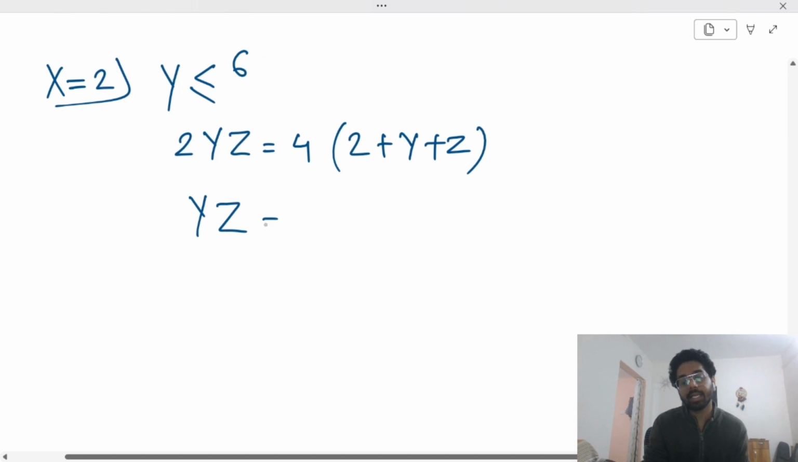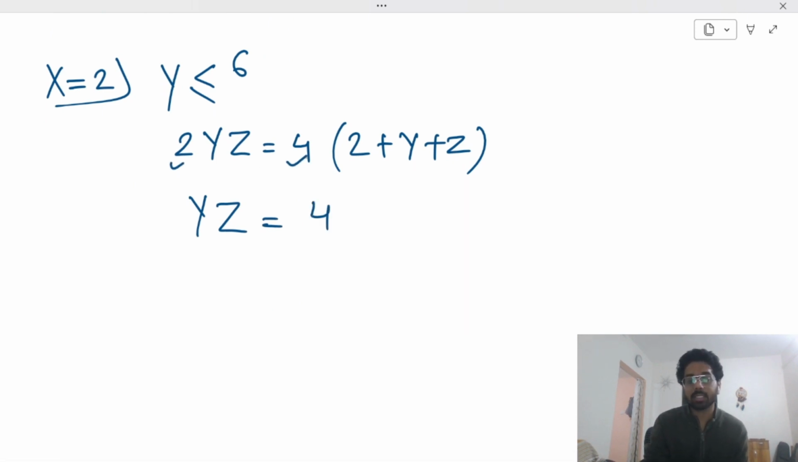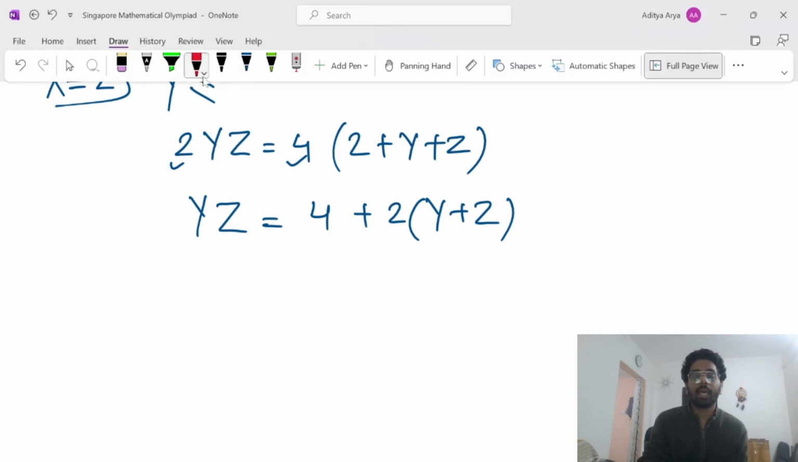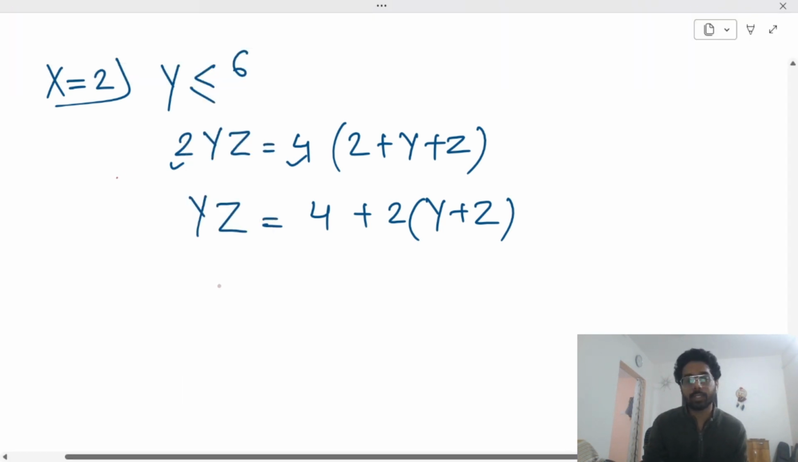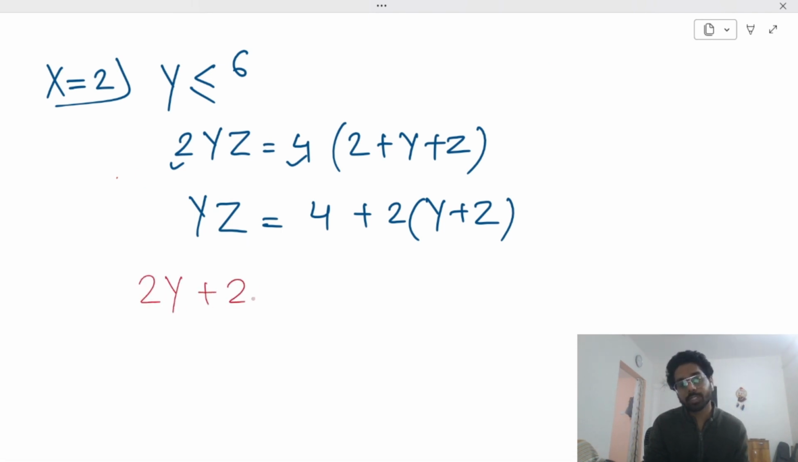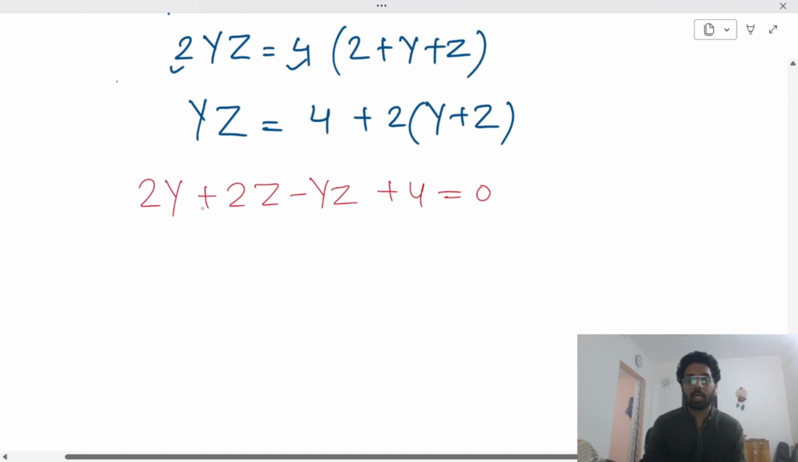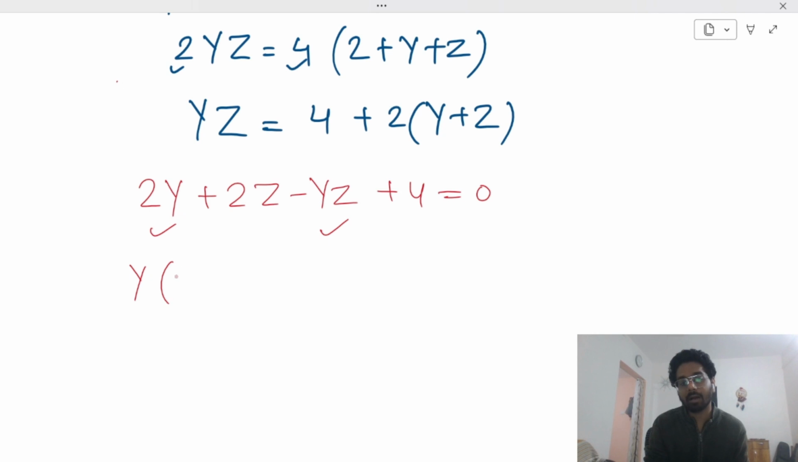You will have yz is equal to 2 into 2 is 4, because 2 and 4 will cancel out as 2, 2 into 2 is 4, plus 2 times y plus z. We will have exactly the same technique. And after going through this, if I write down everything on one side, 2y plus 2z minus yz plus 4 is equal to 0. If I take y common from here, I will be having 2 minus z. Okay. Again, same thing.